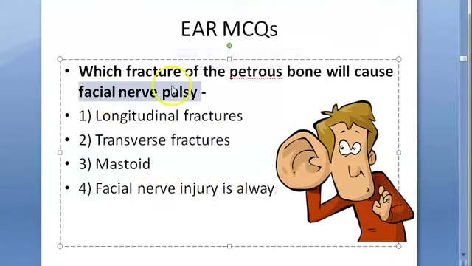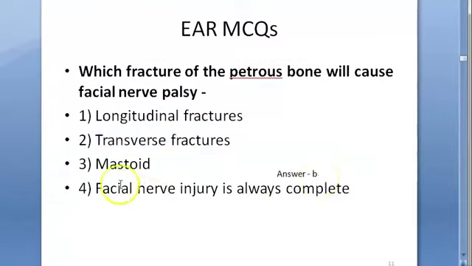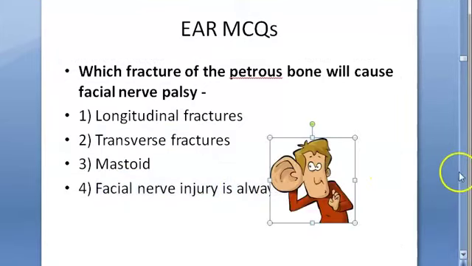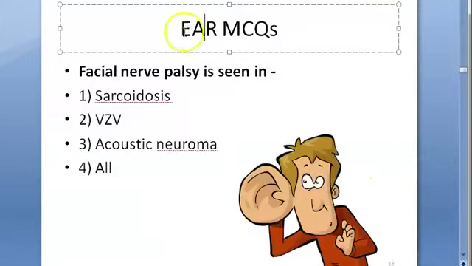So facial nerve palsy, fracture of the petrous bone, both of these can cause it. Okay, but transverse fracture is more common. That's what they are saying. What is this fourth option? Facial nerve injury is always complete. What is this? Okay, let's move on to the next question.